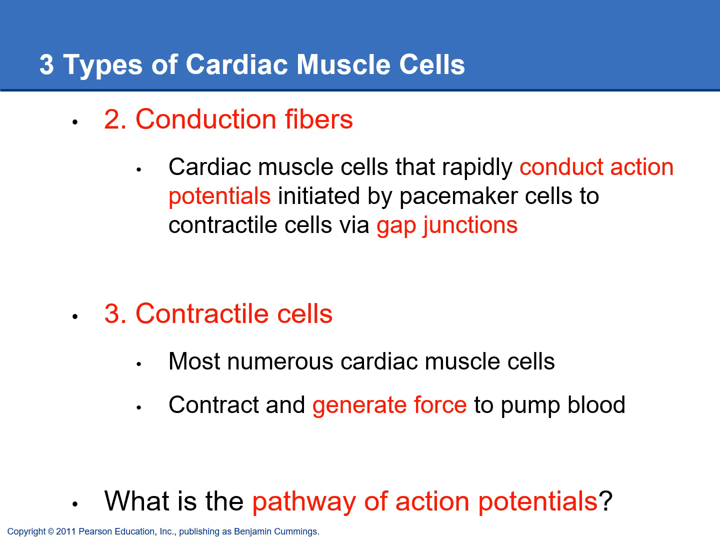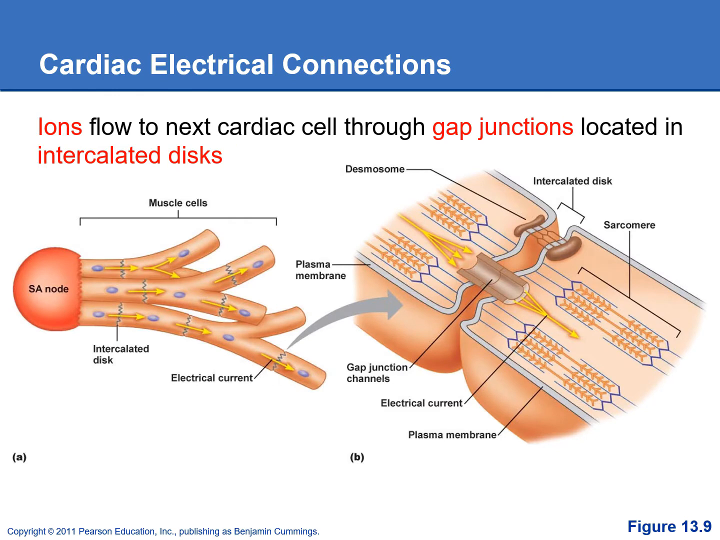Just to answer the question on the bottom, what is the pathway of action potentials? Remember, they start in the pacemaker cells, then go through the conduction fibers and are taken to the contractile cells, which will then contract and pump the blood. Here's a picture showing the SA node setting our heart rate, generating the action potentials spontaneously. Those action potentials will then travel through the cardiac muscle cells, through these gap junctions located in the intercalated discs.